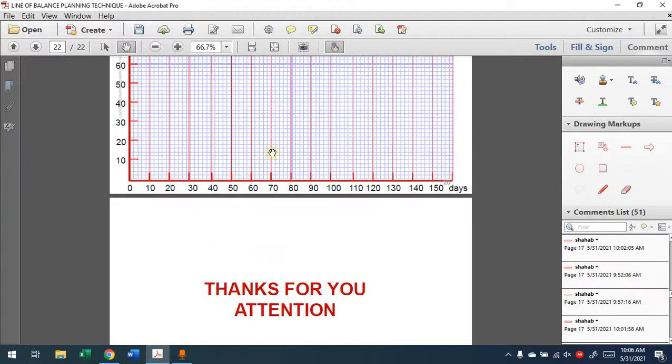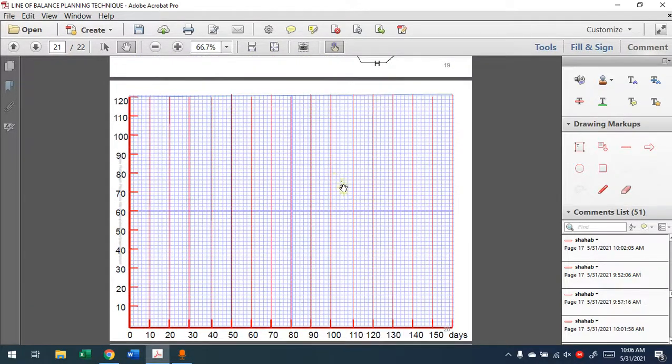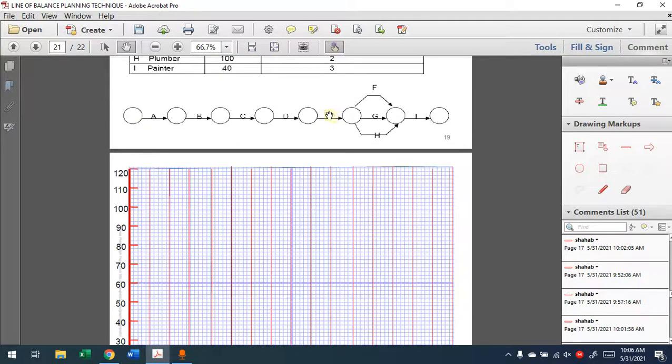So when you draw this one, up to E you follow as before, but when it comes to FGH, three of them will depend on E. In order to do this, imagine you don't have G and H, you just draw F. Then imagine you only have G depend on E, you'll draw another one, then H depends on E, and you'll do those three similarly.